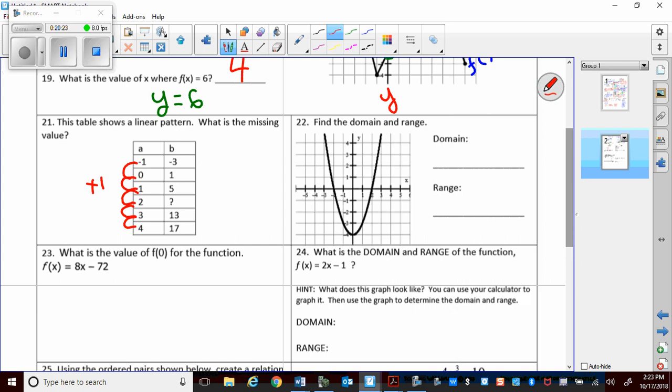Look at the B, column B. What do they do to get to the next step? Add 4. Does everybody agree? Add 4. Negative 3 plus 4 is 1. 1 plus 4 is 5. What's 5 plus 4? 9. The missing number is 9. So B equals 9.